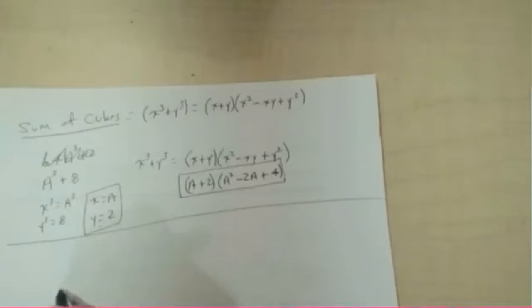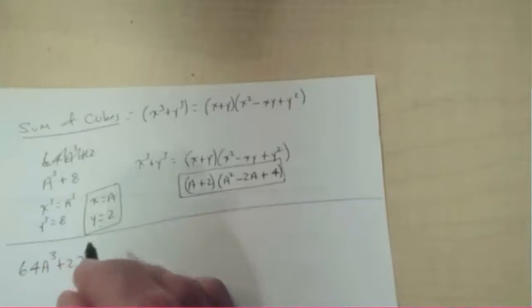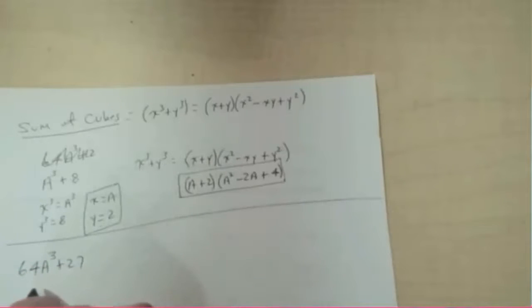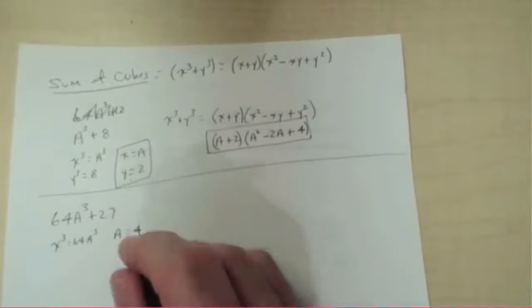Okay, what if we have this? 64a cubed plus 27. So now if our x cubed is 64a cubed, then x is the cube root of this. The cube root of 64 is 4. 4 times 4 times 4 is 64. And the cube root of a cubed is a.